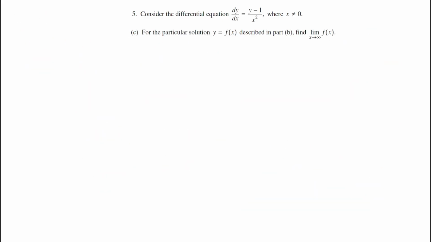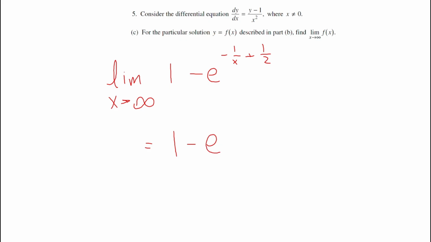In part C, it just asks us to find the limit as x approaches infinity of that solution that we just had. So we'll do a limit as x approaches infinity of our function, which was 1 minus e to the negative 1 over x plus 1/2. Well, as x goes towards infinity, this is 1 minus e to the 1 over infinity is 0. So this is just e to the 1/2.